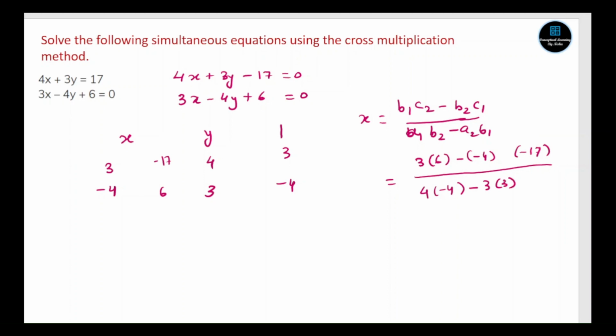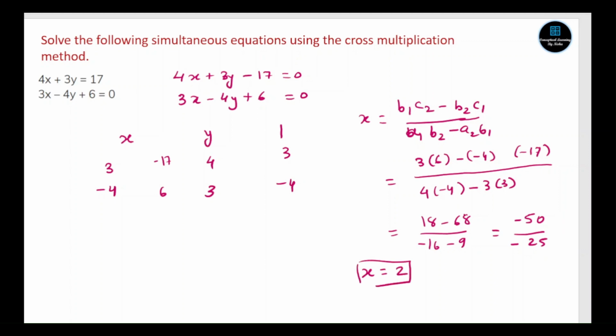And now we have to simplify this. So what do we get? After solving this, you will get 18. This is minus minus plus, and again minus, so minus 68, over minus 16 and minus 9. And when you solve them, we'll get negative 50 over negative 25. So the value of x is nothing but 2.